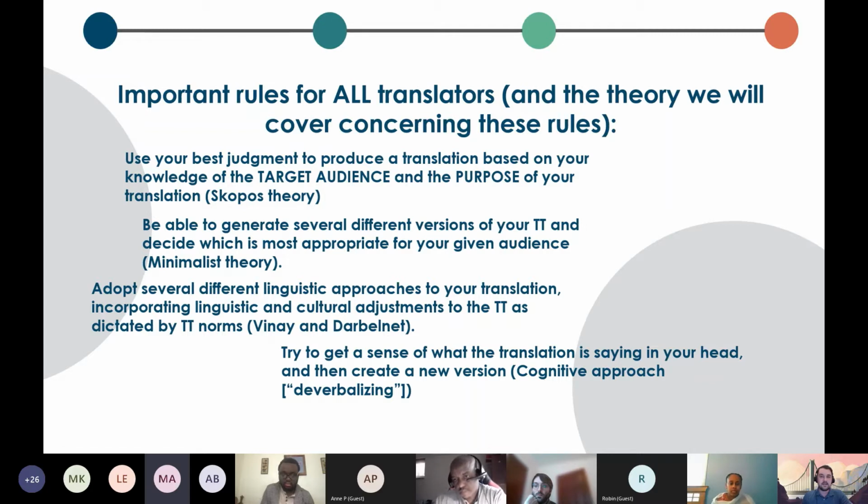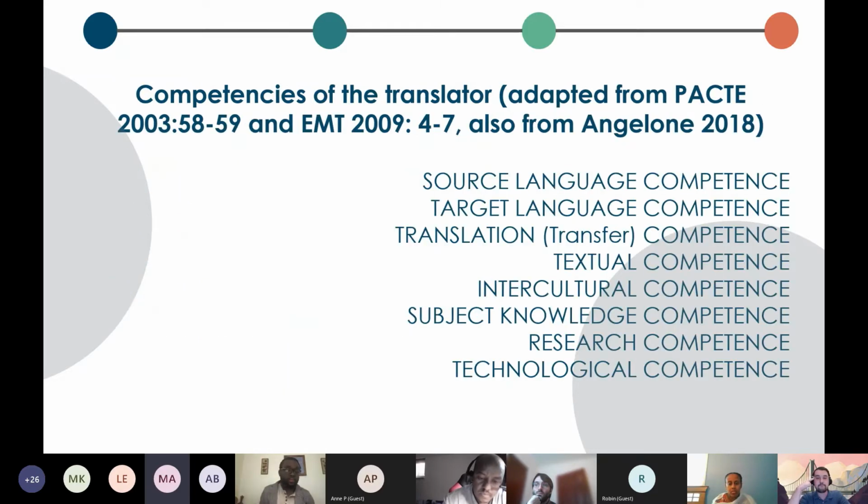This is the cognitive approach. It's also known as deverbalizing. We'll talk a bit about that too. This is something that's used more with interpreting, but I think since a lot of people here do already work as interpreters, this might be something useful for us to transfer to our translation as well.